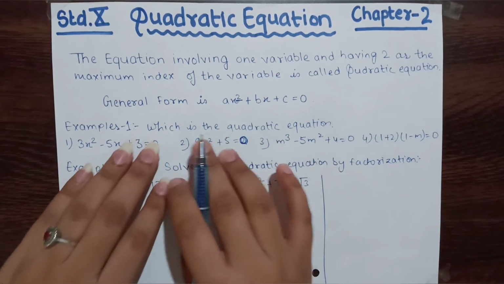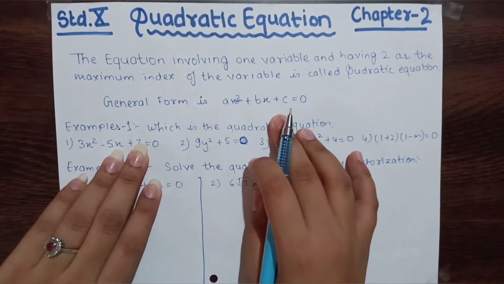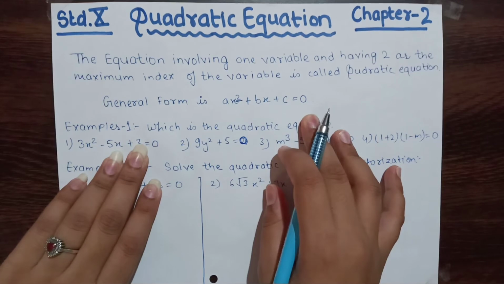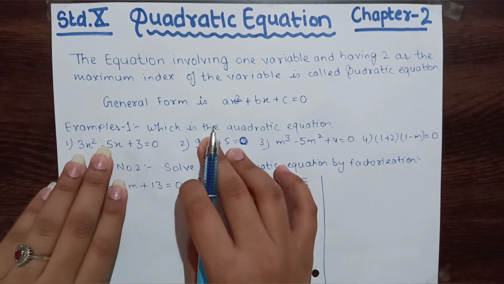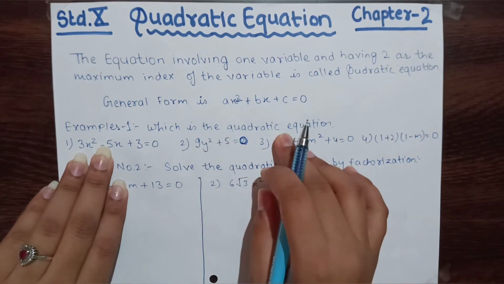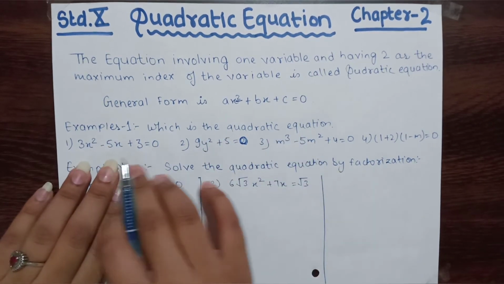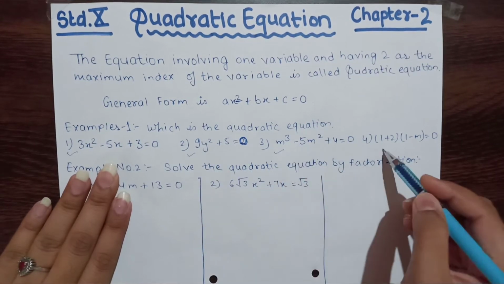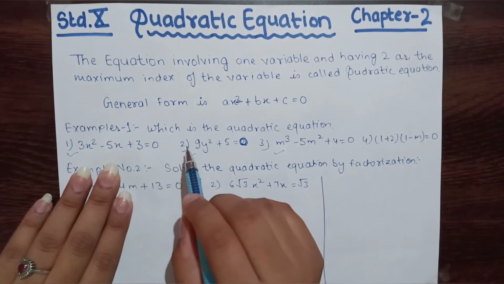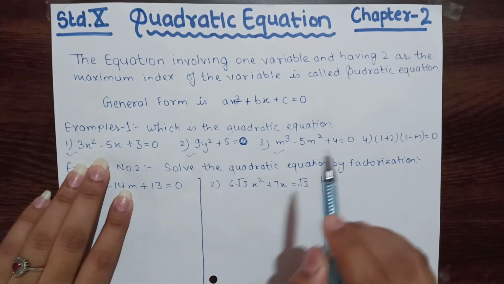So this is the general form, ax square plus bx plus c. This is the general form of a quadratic equation. So let's see example number 1, which is the quadratic equation. Can you tell me, I have given these 4 terms. In these 4 terms, which one is the actual quadratic equation? You can see the 4 examples are given.